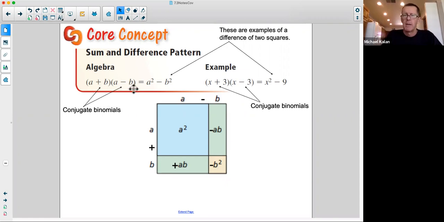If you know it's going to end up being just the first term squared, a times a, a squared, and then minus the last term squared, okay? We call those the difference of two squares. So here it's b squared, so minus b squared. Here it's 3, so it's negative 9. It's 3 times negative 3, okay? Simple as that. So fast.